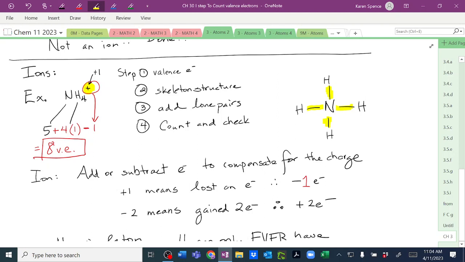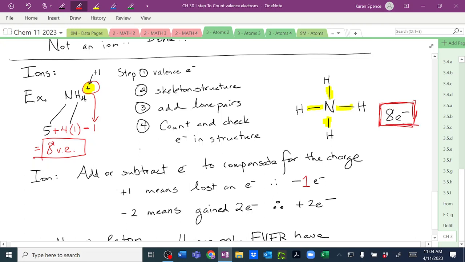Okay. And now we're going to count and check. What are we counting? The electrons in the structure. Every time you see a line, you count 2. Every time you see 2 dots, you count 2. So 2, 4, 6, 8. Is that the same as our original number? Yes, it is. We counted and we checked.